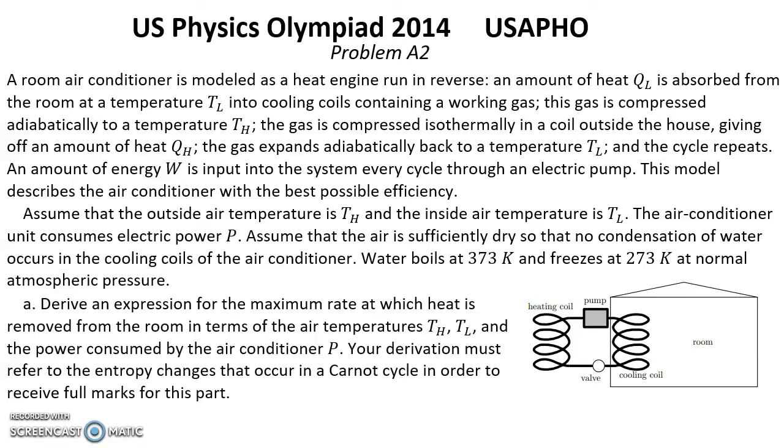An amount of energy W is input into the system every cycle through an electric pump. This model describes the air conditioner with the best possible efficiency. Assume that the outside air temperature is TH and the inside air temperature is TL. The air conditioner unit consumes electric power P.